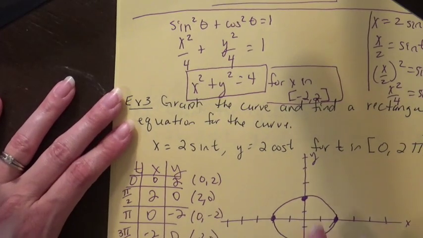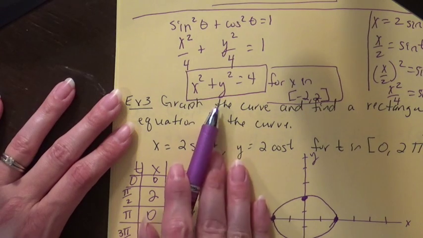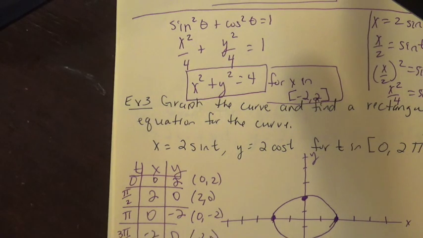Okay, so this is the graph, and this is the equation that we were asked to provide. And of course it definitely matches up. You can type this into your graphing calculator, you'll get a circle with radius 4.